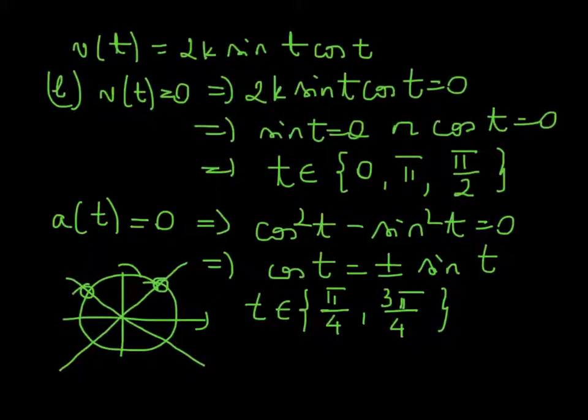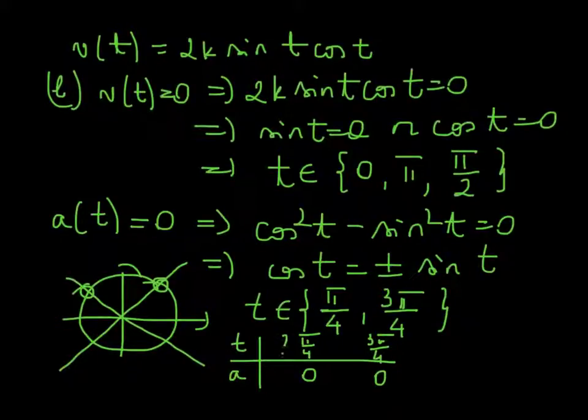Now they ask me when the velocity is at maximum. I want velocity at maximum, so acceleration at pi over 4 is 0, and at 3 pi over 4 is 0. I will need to check a point before and after pi over 4, and a point before and after 3 pi over 4, and see the signs here so that I can decide if the function increases or decreases. I leave you with this.